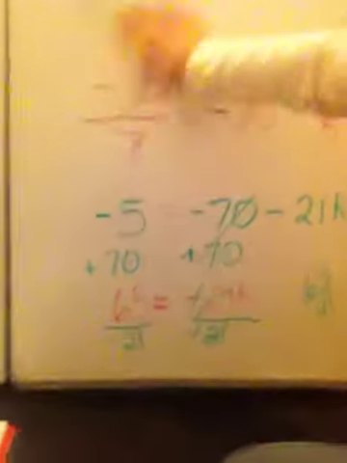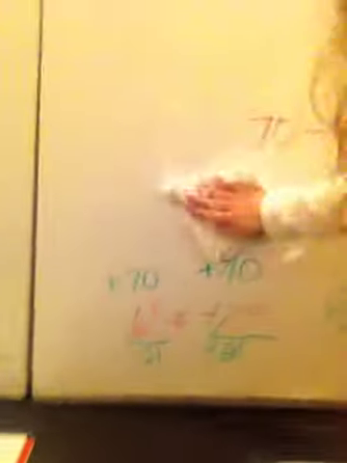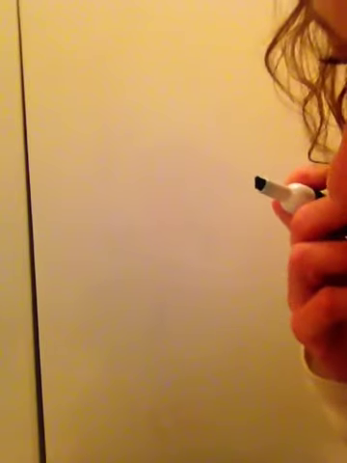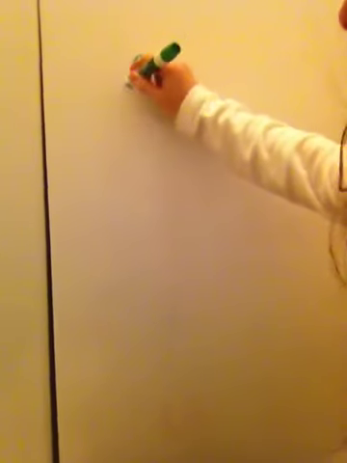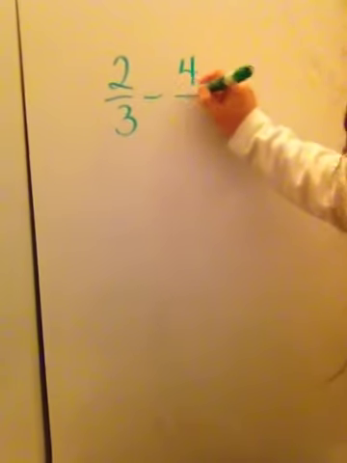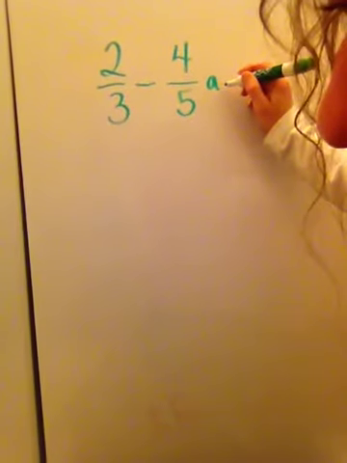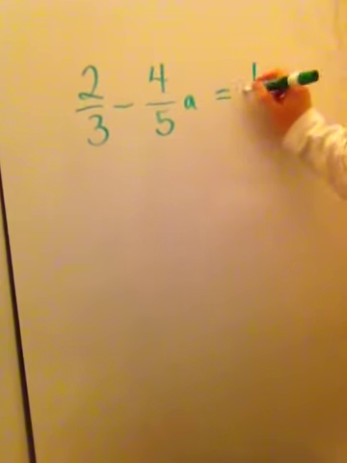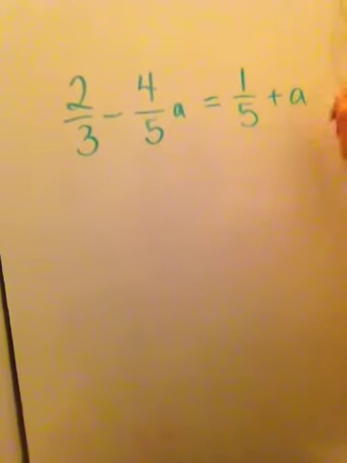Let's do another one. This one's going to be a little different, very similar, but a little different. I'm going to throw another term in the equation, so there's a variable term on each side. So let's do 2/3 minus 4/5 A equals 1/5 plus A.